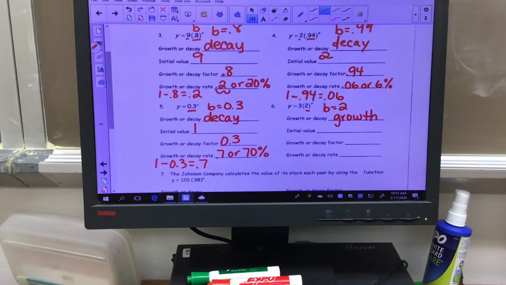My initial value, what's in front? That 3. My growth or decay factor is that 2. 2 minus 1 is 1. So if I move 1, remember the decimal's at the end. If I move 1 two places to the right, that's 100% growth.